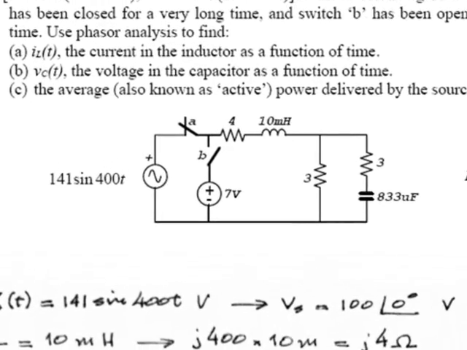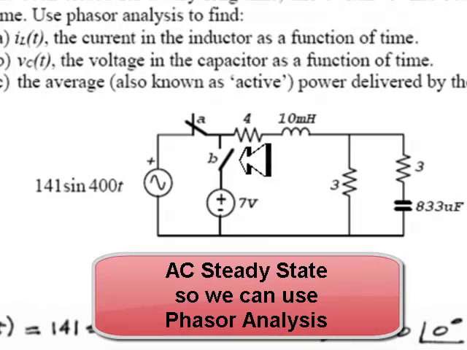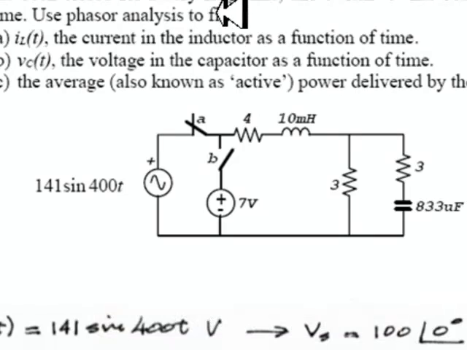In the circuit below this one, switch A has been closed for a very long time and switch B has been open for a very long time. That means the circuit is in steady state. The source is AC, the circuit is in AC steady state. We can use phasor analysis. Well, we need to find the current in the inductor, this current, as a function of time. But we can find that first as a phasor and then write that current as a function of time.